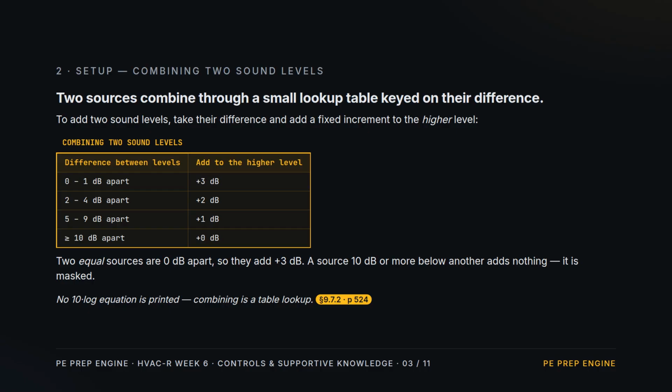Setup: combining 2 levels. You take the difference between the 2 levels and add a fixed increment to the higher one. 0 to 1 apart adds 3 decibels. 2 to 4 adds 2. 5 to 9 adds 1. 10 or more apart adds nothing. The quieter source is masked. Notice there is no 10-log equation on the page. Combining is purely a table lookup.